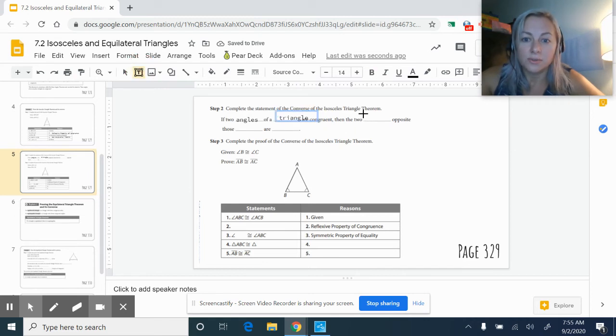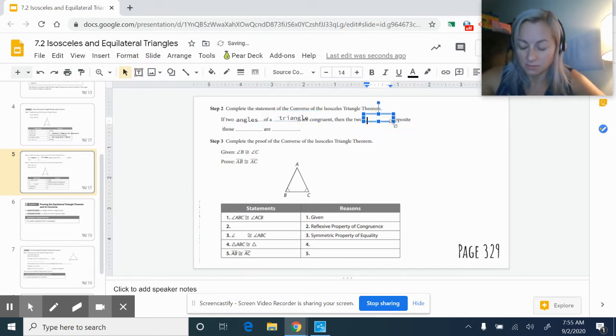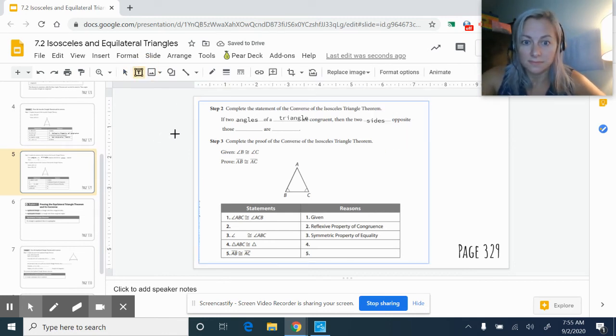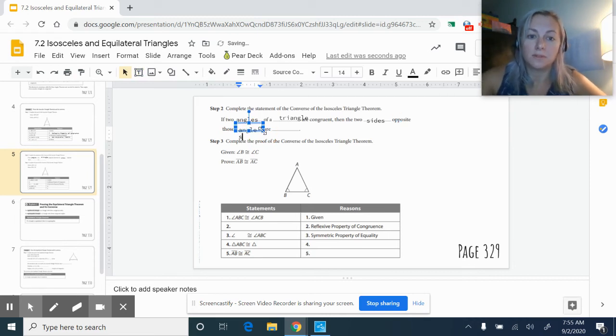Then the 2 sides opposite those angles are congruent.